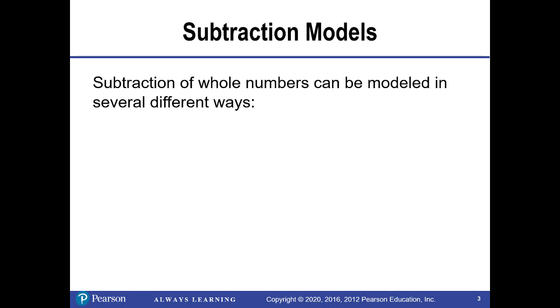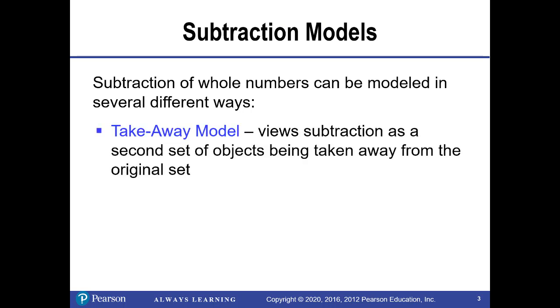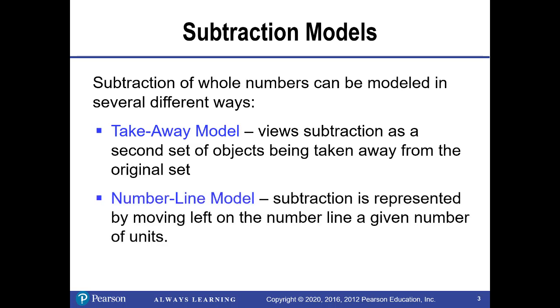We can model subtraction in several different ways. Perhaps the most common model is the takeaway model. This is a model that relies on set theory. This views subtraction as a second set of objects, we could even say a subset of objects, being taken away or removed from the original set. So if Juan has 6 cookies and he eats 3 cookies, how many cookies does Juan have left? That's a takeaway model. A number line model is very similar to the model for number lines for addition, except we're moving left rather than right on the number line, and we start at the number we're subtracting from, not from 0.